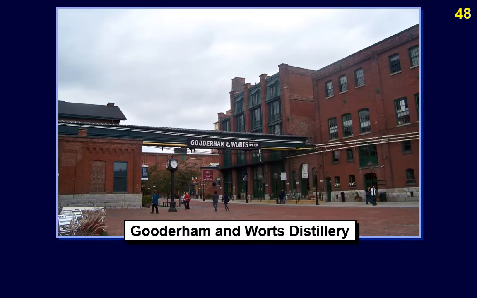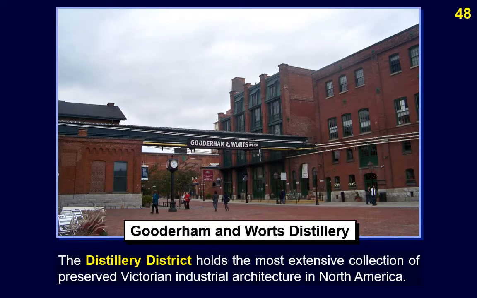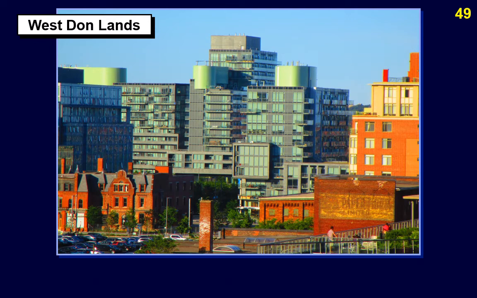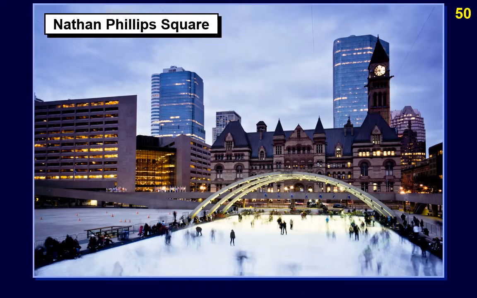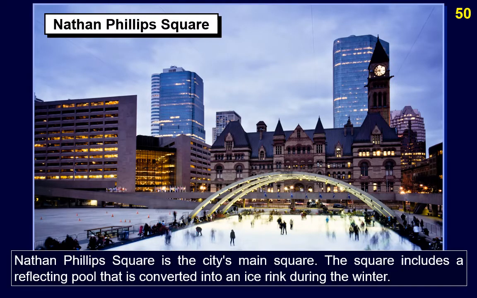The Distillery District holds the most extensive collection of preserved Victorian industrial architecture in North America. The West Don Lands is one of many former industrial sites in the downtown area that has undergone redevelopment. Nathan Phillips Square is the city's main square. The square includes a reflecting pool that is converted into an ice rink during the winter.